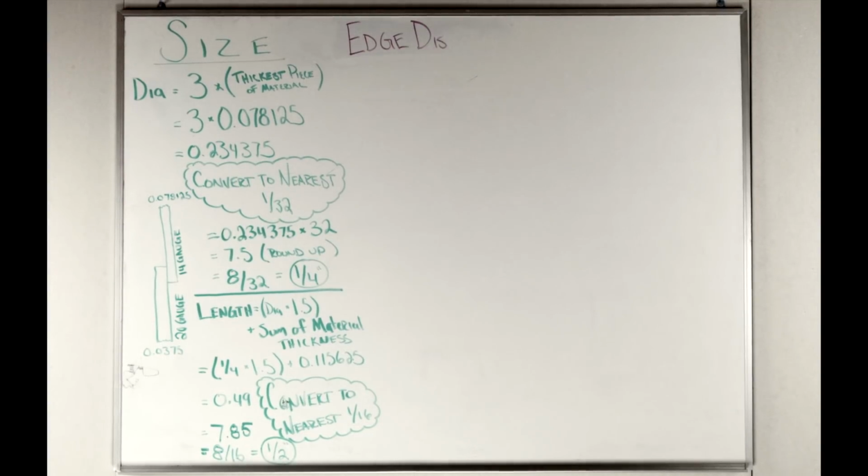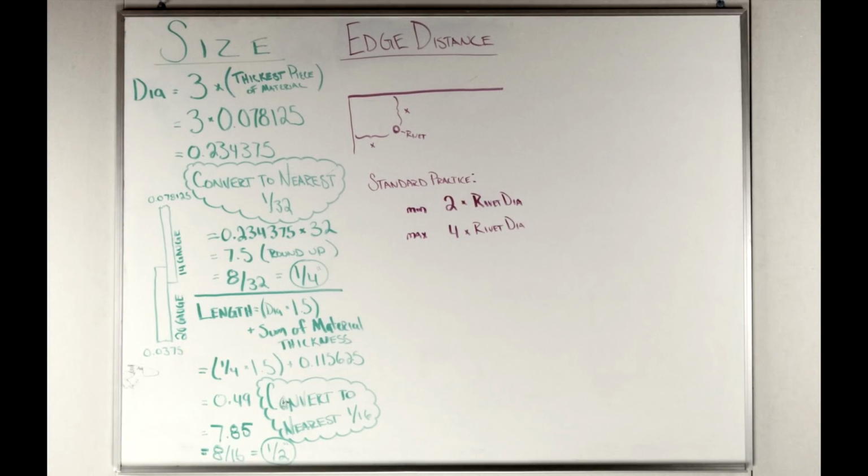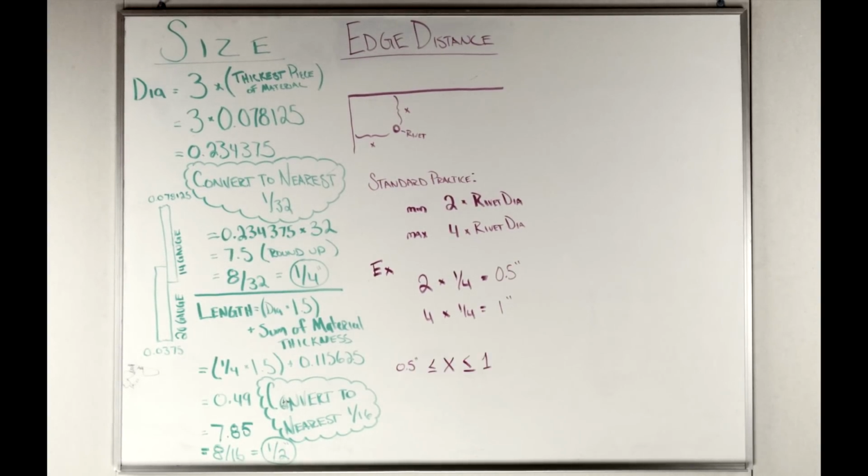Edge distance is the distance from the edge of your material. Standard practice is to use a minimum of 2 times the rivet diameter to a maximum of 4 times the rivet diameter. For an example, if we use our previous diameter of 1/4 inch, if we multiply that by 2 and 4, we get 0.5 and 1 respectively.